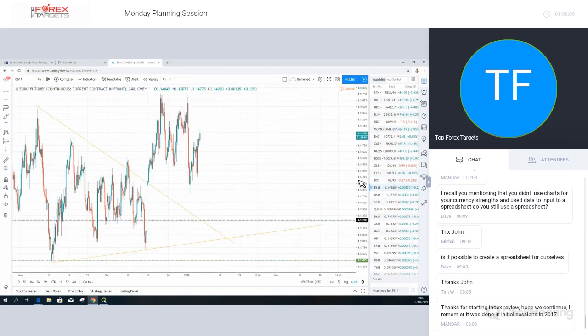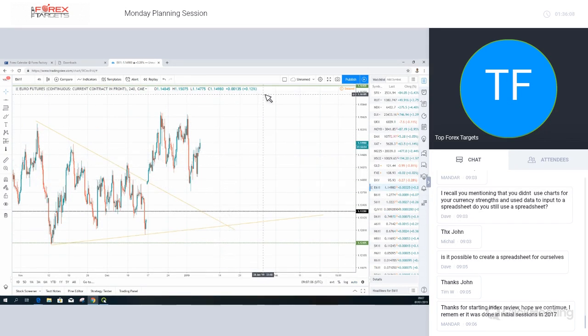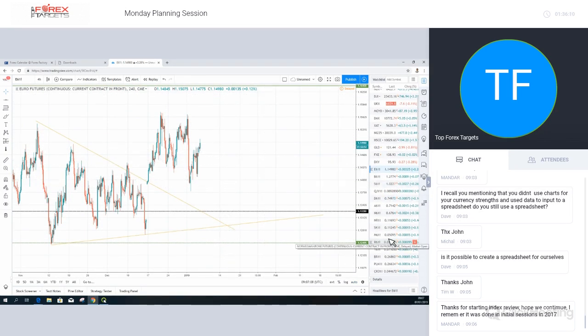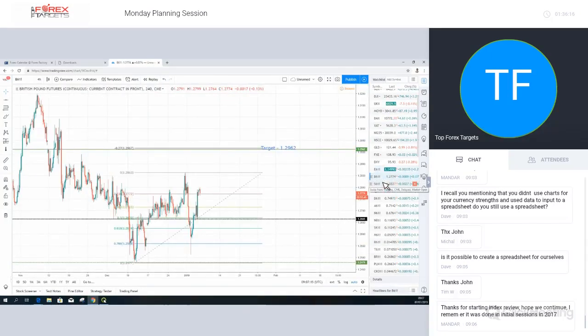Euro, we are looking overall ultimately for a move to the upside. So hence why euro pound and euro NZD to the downside become more risky. This is why they're not favorites of mine. They're opportunities, but they're not favorites.